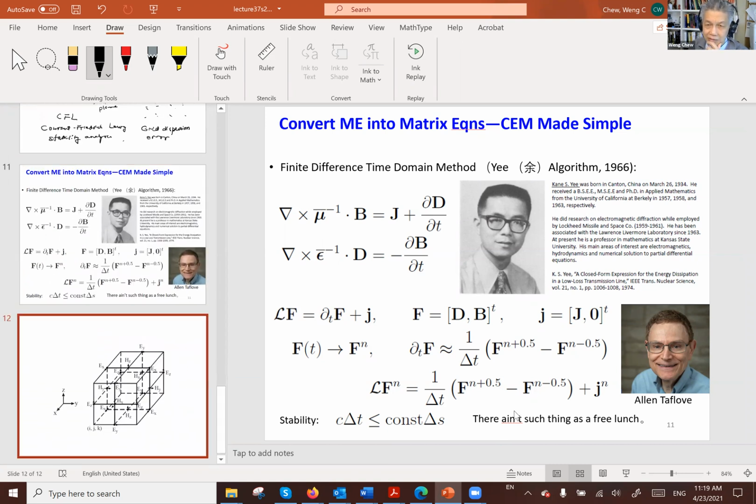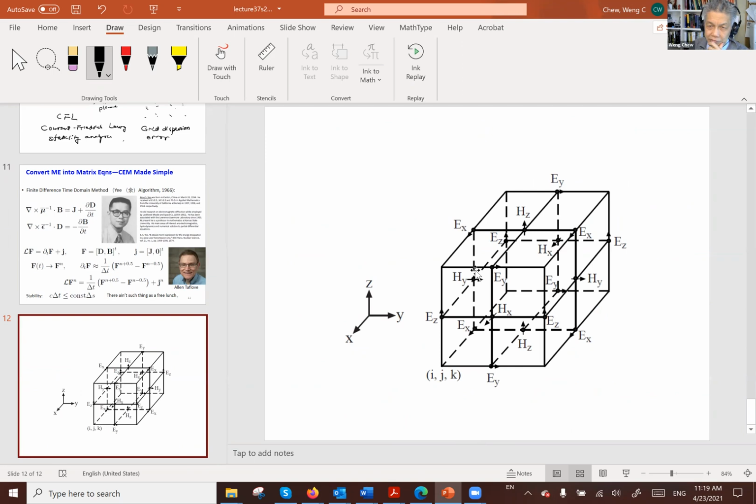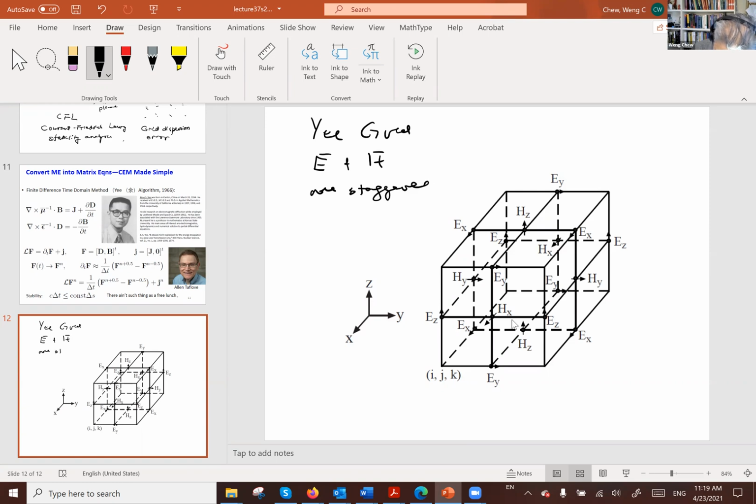So what you do then is put the E field on a rectangle or square like this, and then put the H field on the face of this rectangle or square. And then you do that for all the 6 faces of the grid. And then you will find that the E field and the H field are on a staggered grid. Okay, this is called the Yee grid. E and H are staggered.